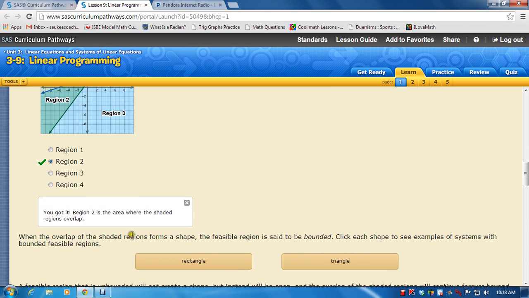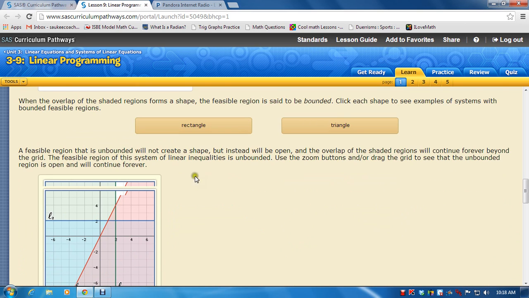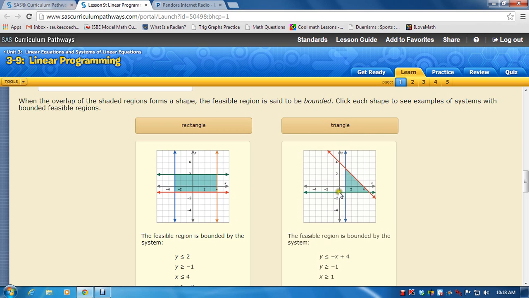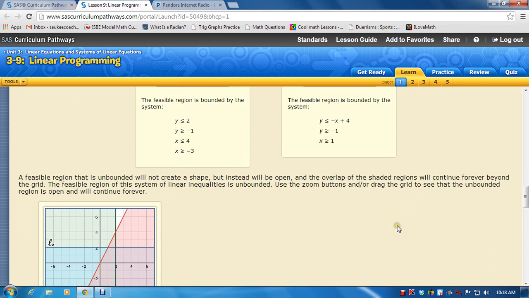Now it says when the overlap of the shaded regions forms a shape, the feasible region is said to be bounded. Alright? Now that will form a shape. You'll see we had 4 there. It formed a rectangle. We have 3 constraints there. We formed a triangle.